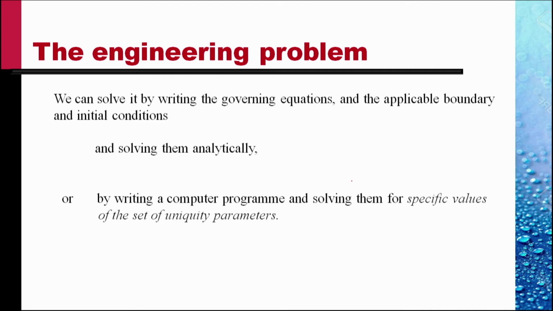And when we write a program, we have to give in the specific values of the uniquity parameters. We have to define an experiment. We can't find the result in terms of V naught, the free stream velocity. We have to give in the velocity V naught, and the result would be a number. So that's why many scientists call a numerical calculation a numerical experiment, because we are doing it for one set of uniquity parameters at a time.